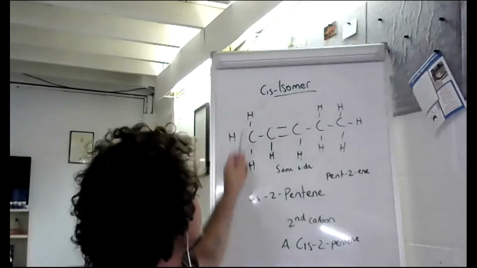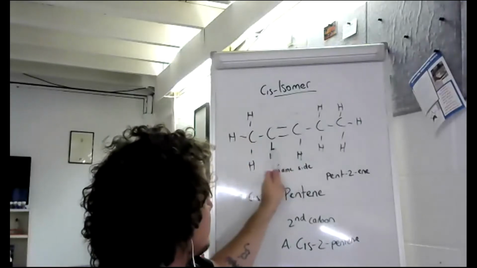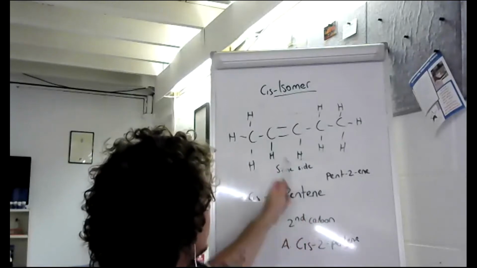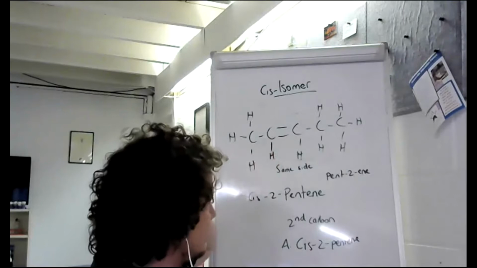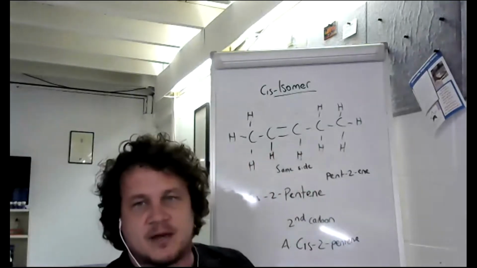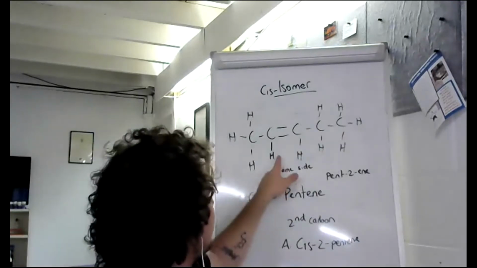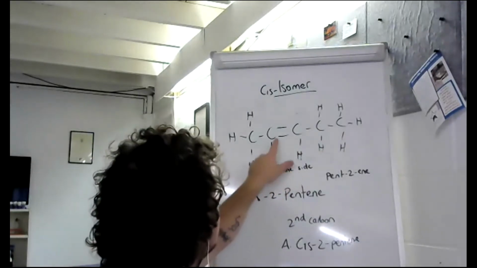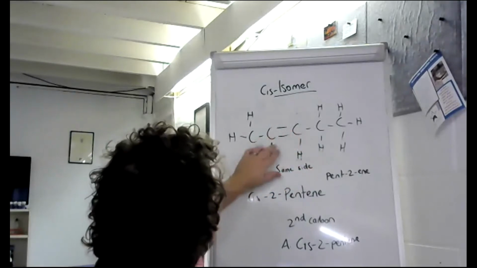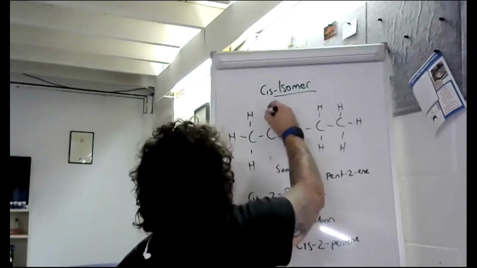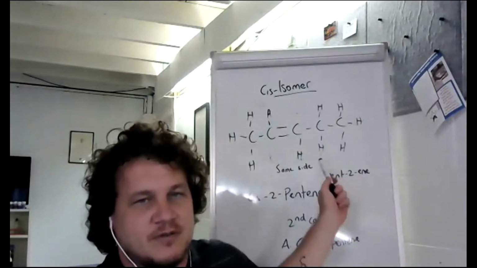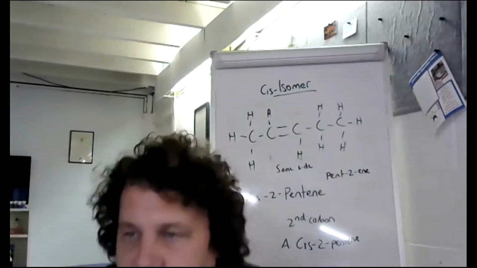Cis being the cis isomers, because the hydrogens are on the same side. 2, the ene group is coming off the second carbon. And we've got 5 carbons in the backbone. So Jacob, if the hydrogens are on the same side, on this double bond here, it's cis. If the hydrogen was on, if it looked like this, that would be the trans isomer. They're on different sides. All right.